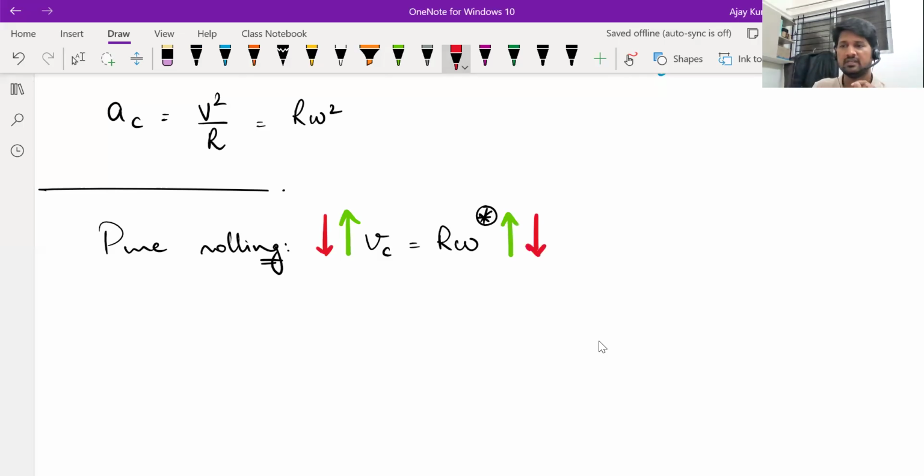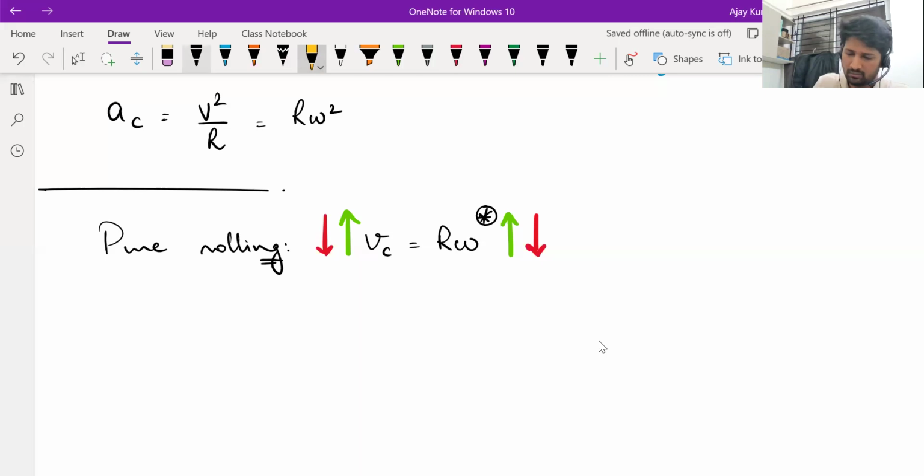Now, what changes VC? Acceleration of center of mass will change velocity of center of mass. What changes omega? R cannot change. Okay, we are considering a rigid body, so the radius won't change. What changes omega is angular acceleration alpha. So if VC increases, omega has to increase. If VC decreases, omega has to decrease to continue pure rolling.